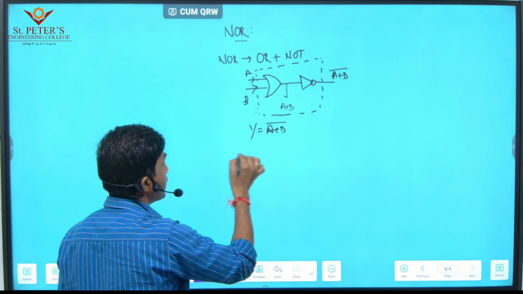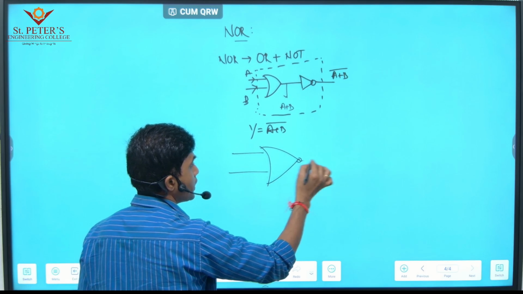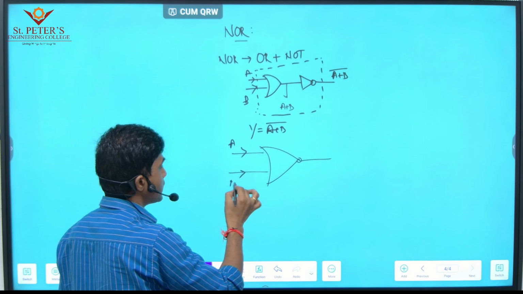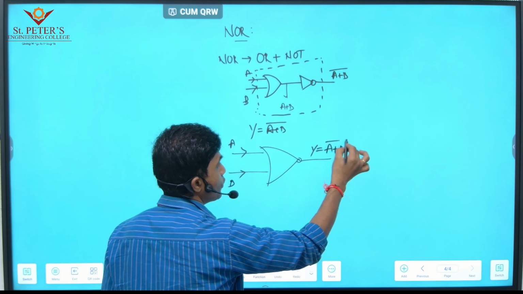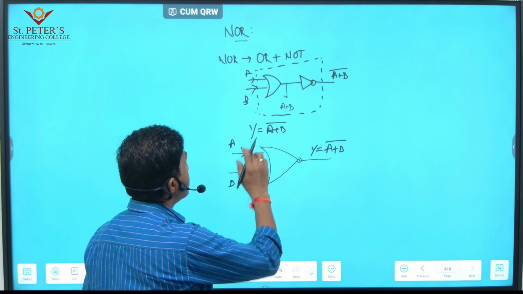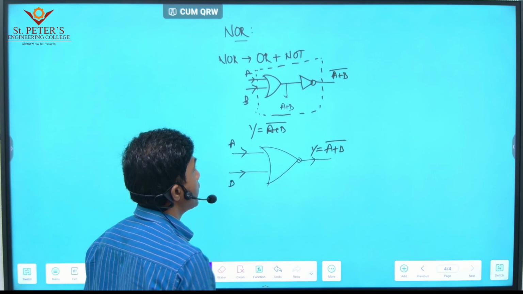So the Boolean expression for NOR operation is A plus B whole bar. The actual NOR gate symbol is this. This is the NOR gate. A is the input and B is the second input, and Y is equal to A plus B whole bar. A plus B whole bar is NOR operation. Here it needs a minimum of 2 inputs, and it contains only one output line.